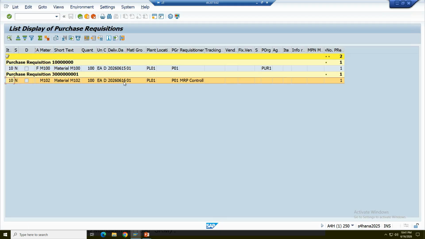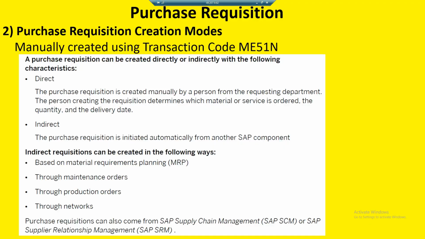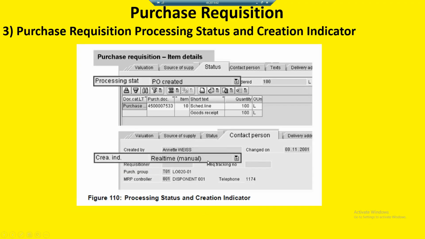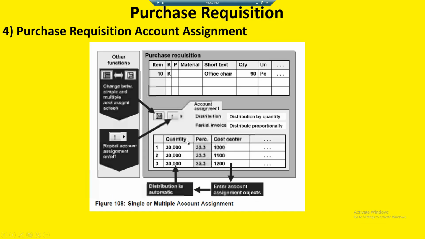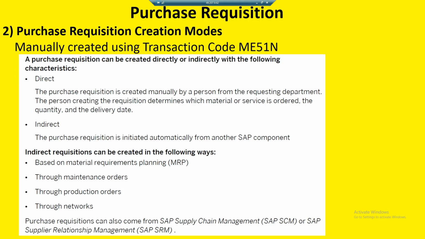Like this, we have two types of creation modes. One is manual, another is indirect, that is automatic through materials requirement planning. It can be materials requirement planning, it can be through plant maintenance order, it can be through production orders, it can be through project systems.